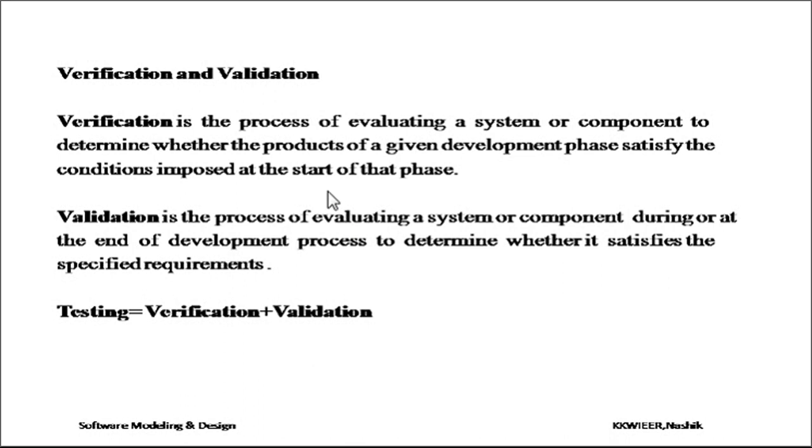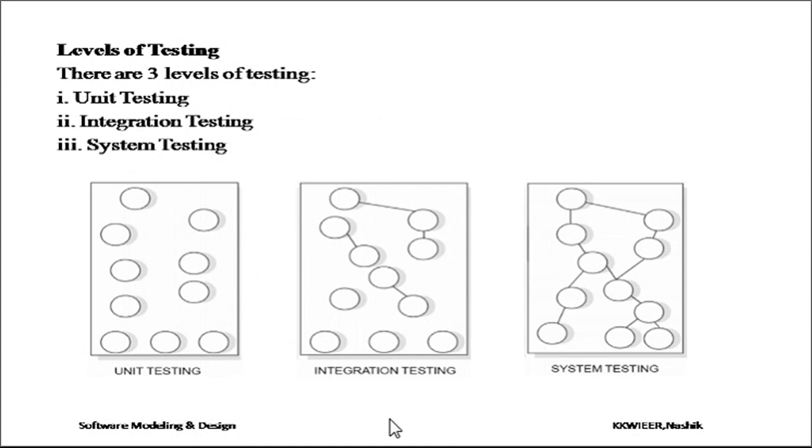Verification is the process of evaluating a system or a component to determine whether the product of a given development phase satisfies the conditions imposed at the start of the phase. Validation is the process of evaluating a system or a component during or at the end of the development process to determine whether it satisfies the specified requirement. Testing is a combination of verification as well as validation. There are three levels of testing: unit testing, integration testing, and system testing.